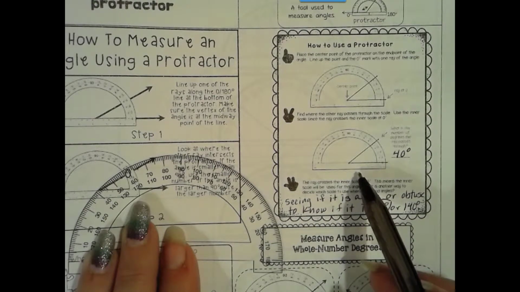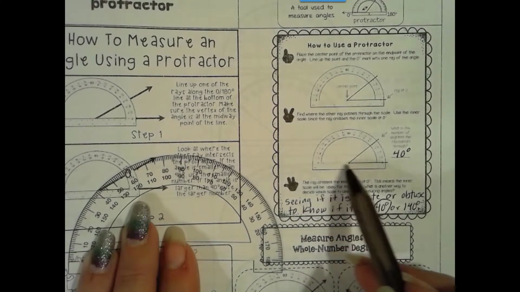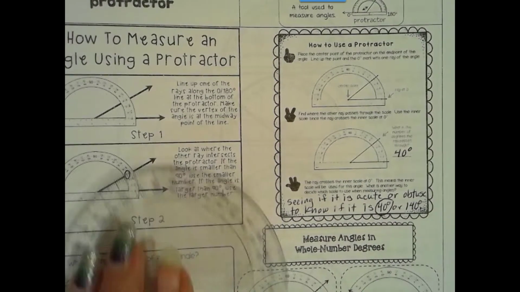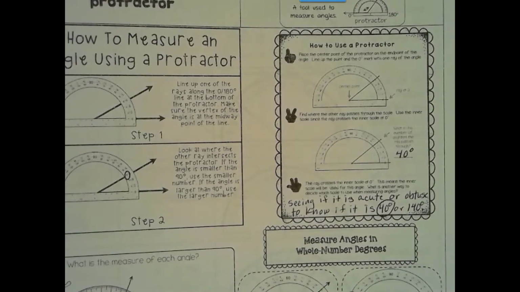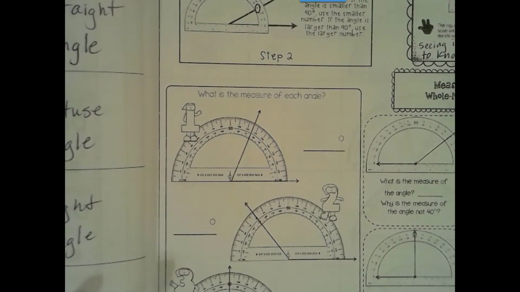If it was obtuse, then that would make more sense, and it would be lined up on this side to use those outside numbers or the top numbers. All right, so let's practice with these semicircle protractors.